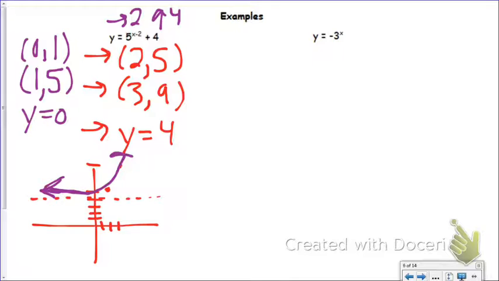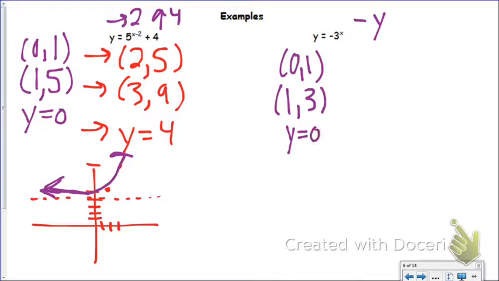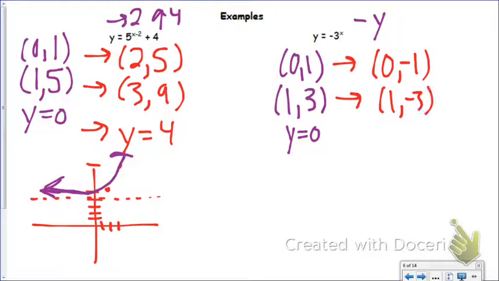Alright, same idea on this next one. The only transformation I have here is that I'm reflecting this vertically, so I'm going to have a negative y-coordinate. It's going to reflect it over the x-axis. So there's my key points for my parent function, and then I'm just going to apply those transformations. So I'm going to do a negative y-coordinate, so that becomes (0, -1), (1, -3), and then y equals 0 is still going to be y equals 0.